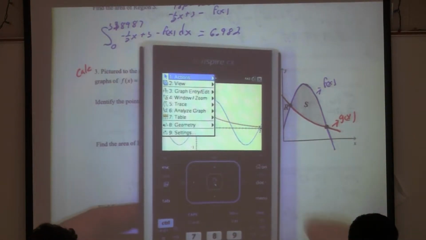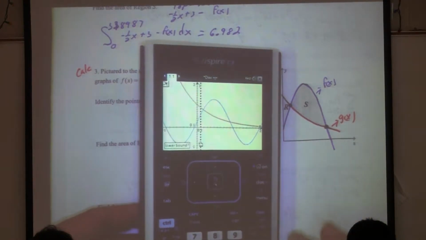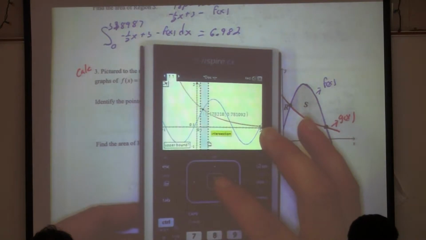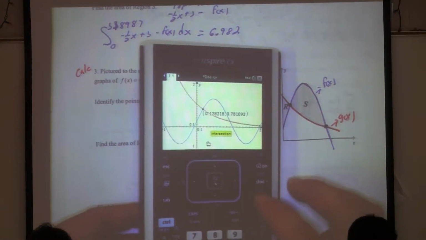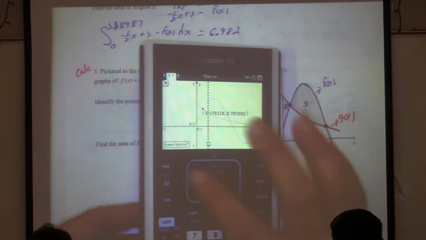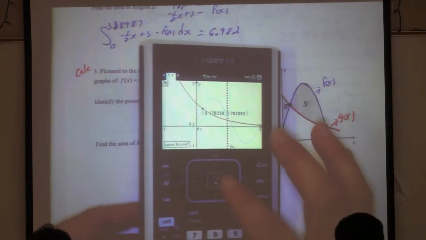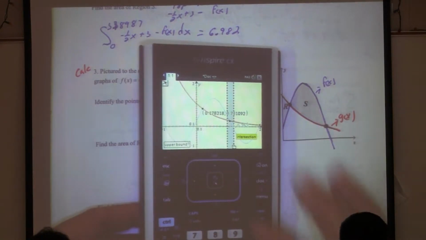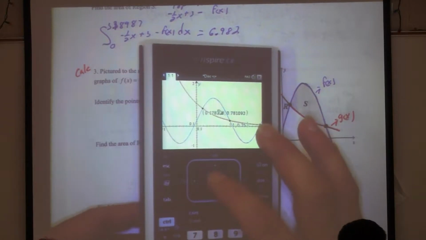So menu, 6, 4. There's only 2, so you can do it like this. If there's more than that, I'll show you another way of doing it in a little bit. There's going to be some that have a lot of intersection points on your homework. So you're going to want to know another way to do that.